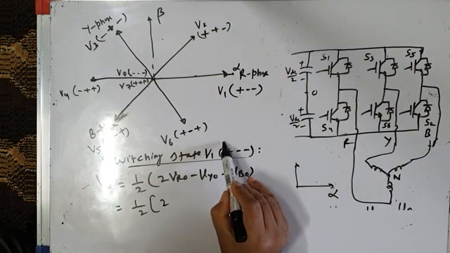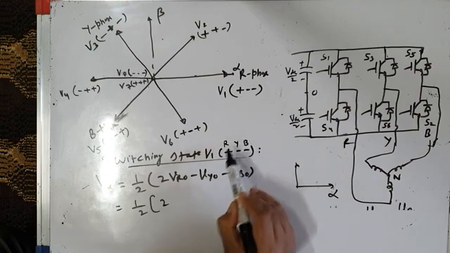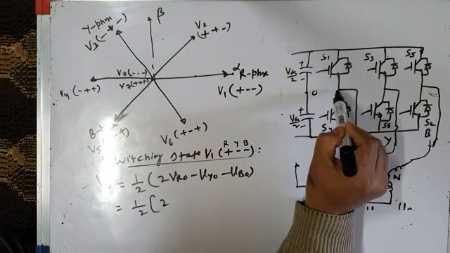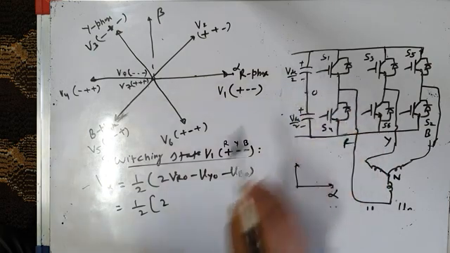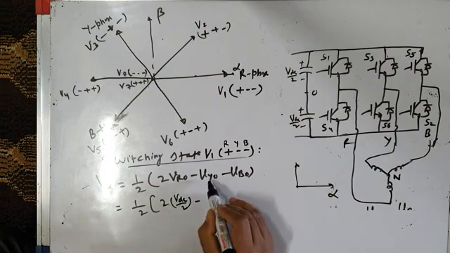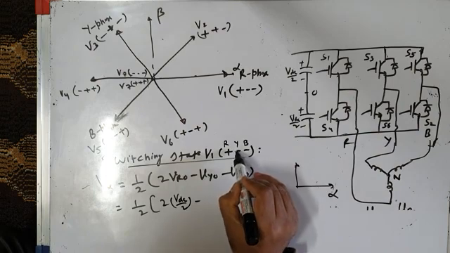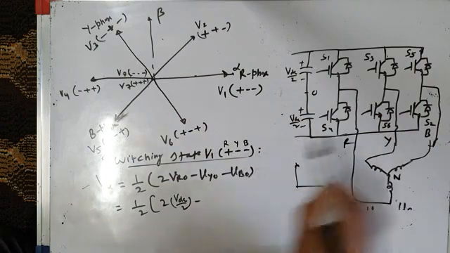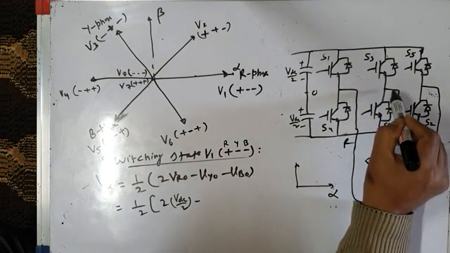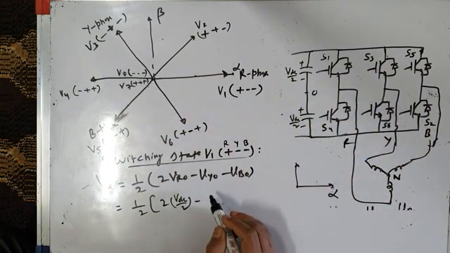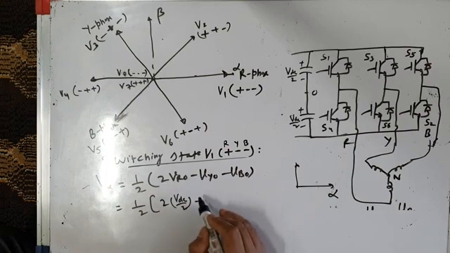Plus, minus, minus. This is R, this is Y, and this is B. That means R phase plus means its top switch is on, S1 is on. And when S1 is on, your pole voltage VRO is plus VDC by 2. So VRO is VDC by 2 minus VYO. What is VYO? What is the sign of Y here? Minus. That means Y phase bottom switch is on. Minus means its bottom switch S6 is on. So what will be VYO pole voltage? Since bottom switch is on, VYO will be minus VDC by 2. Since it is already minus, minus into minus is plus VDC by 2.